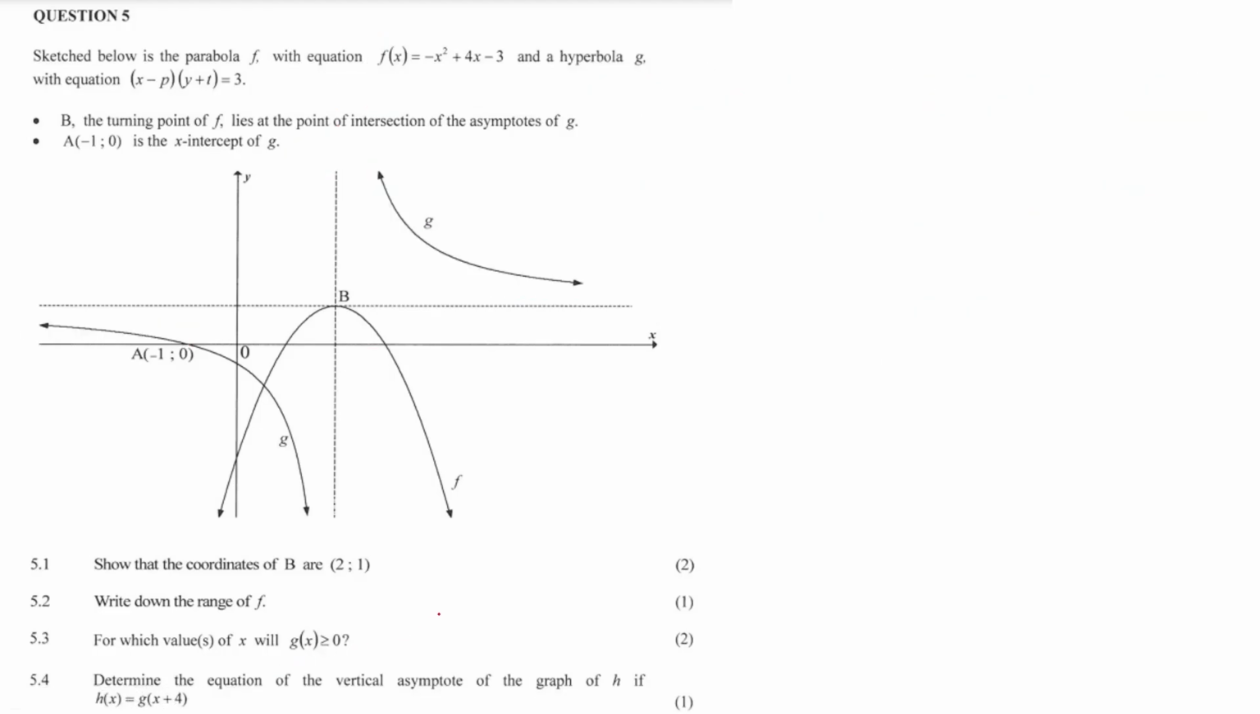Question 5.4, determine the equation of the vertical asymptote of the graph of h if h of x is equal to g of x plus 4. So look, in other words, this is our axis of symmetry right now. X is equal to 2. So x equals 2, and here we've got a translation to the left. This is plus 4 in the bracket. So remember, if there's a translation in the bracket, it's going to affect the horizontal x-axis. If it's outside of the bracket, like it's somewhere there, that would be a vertical shift. In the bracket, horizontal. Outside of the bracket, vertical.